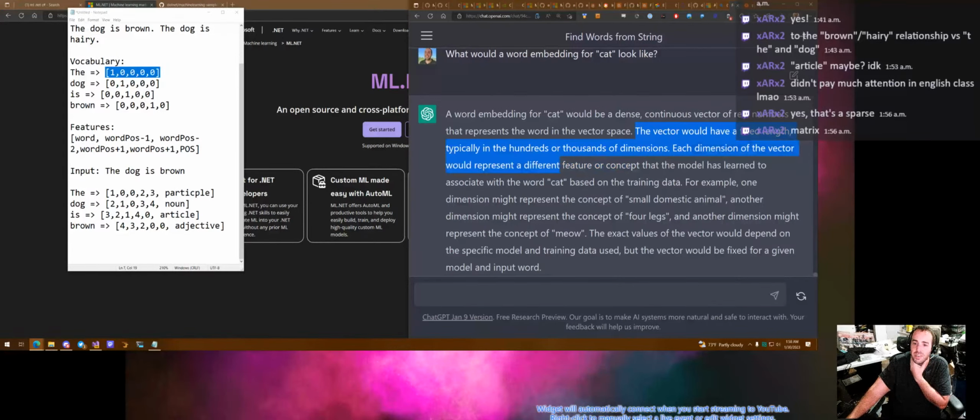Each dimension of the vector would represent a different feature or concept the model has learned to associate with the word cat based on the training data. For example, one dimension might represent the concept of small domestic animal. Another dimension might represent the concept of four legs. Another might be the concept of meow, which takes it much further than just part of speech and stuff like that, right? The exact values would depend on the specific model and training data used, but the vector would be fixed for a given model and word.